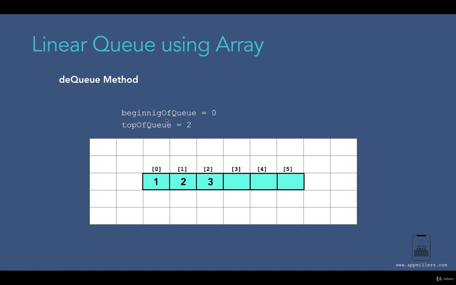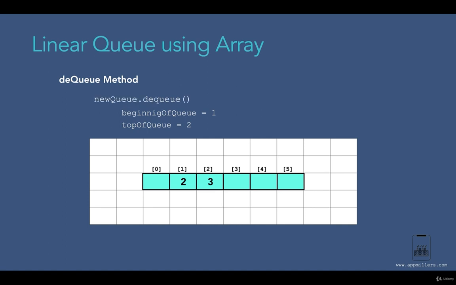When we call the dequeue method, it does not take any parameters. It returns the first element from the queue, and this element is removed from the queue. If we call the dequeue method for this queue, it's going to return 1, and 1 will be removed from this queue. The beginning of the queue has now changed, because it is located at index 1. So that's why the beginning of the queue is updated to 1.